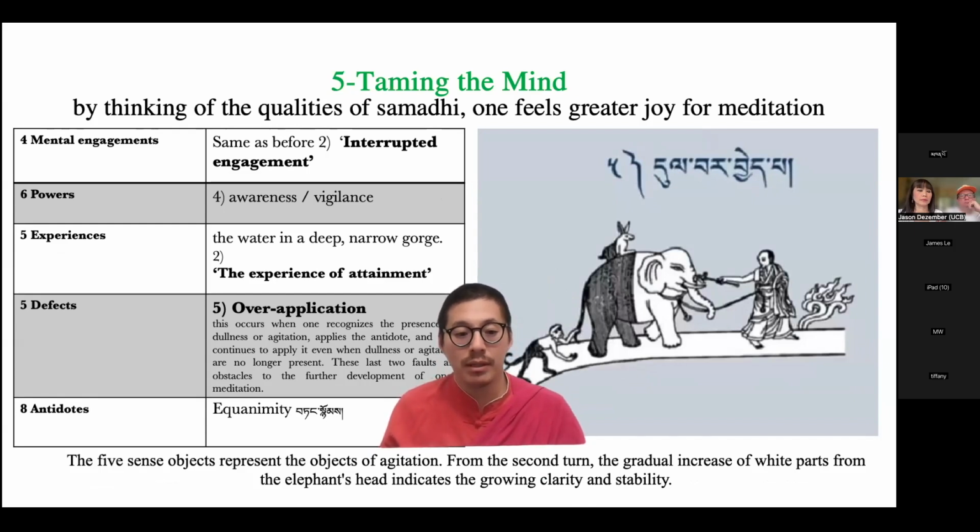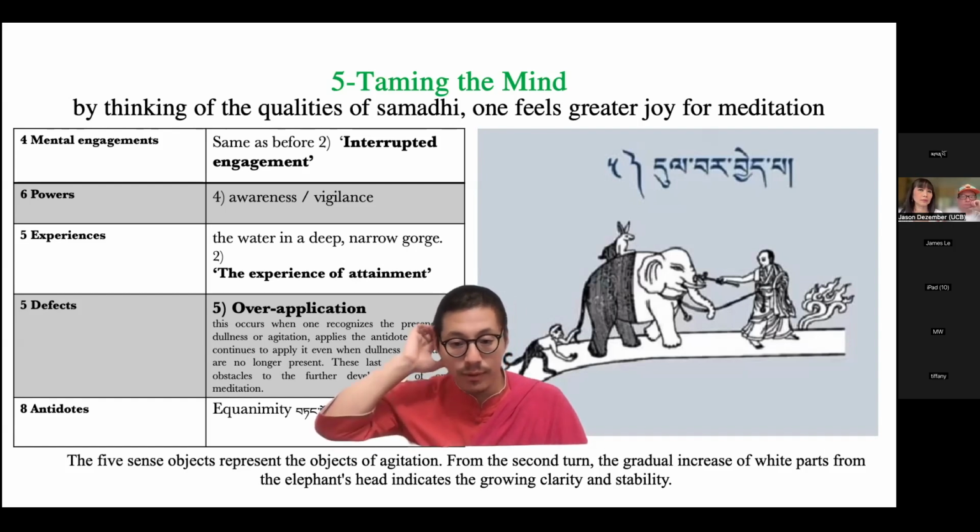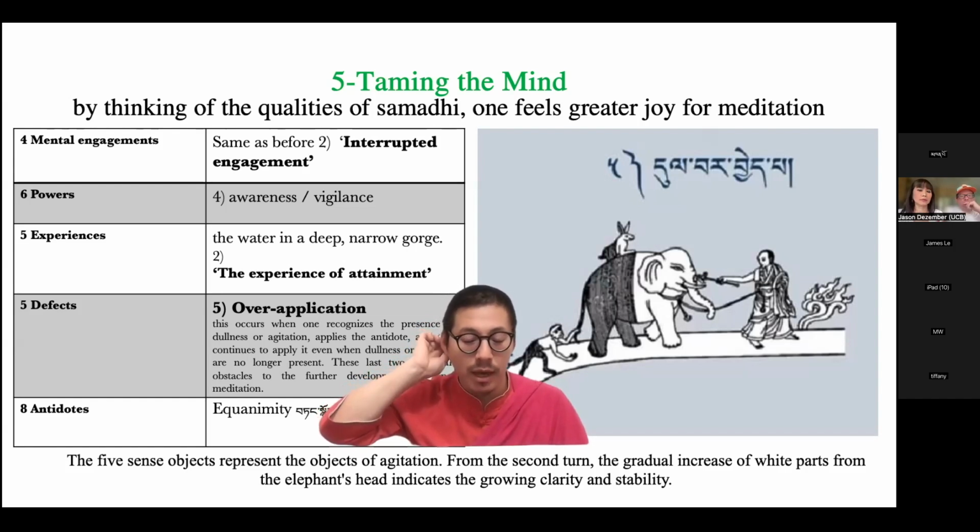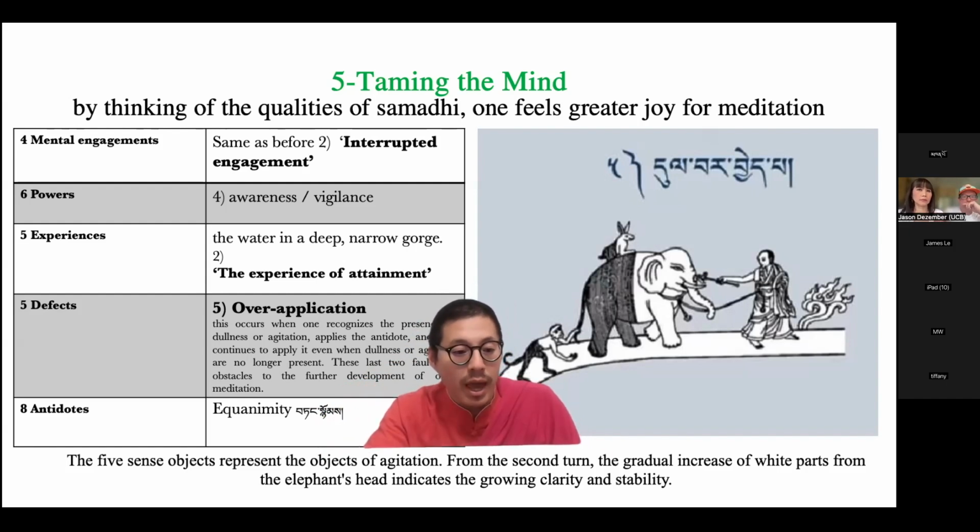Why is it called taming the mind? We think about the qualities of samadhi, or meditative absorption, meditative concentration, meditation, shamatha, samadhi, they are all actually the same. So during this fifth state, taming the mind, we think of the qualities, then we feel greater joy for the meditation. At this fifth state of shamatha, among the nine ways of resting the mind, we have to apply the power of awareness or vigilance, and then we have this experience of attainment. Here you will have some serenity and calmness in mind, but not stable. So we just call it the experience of attainment.